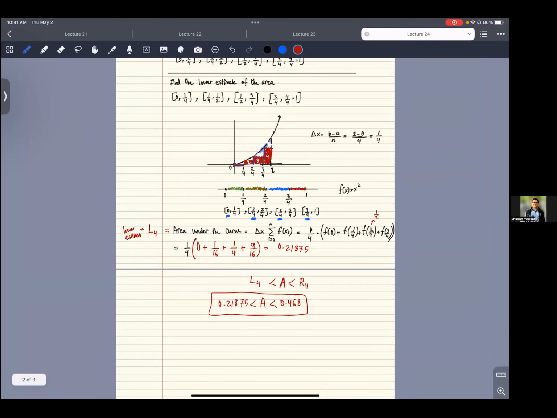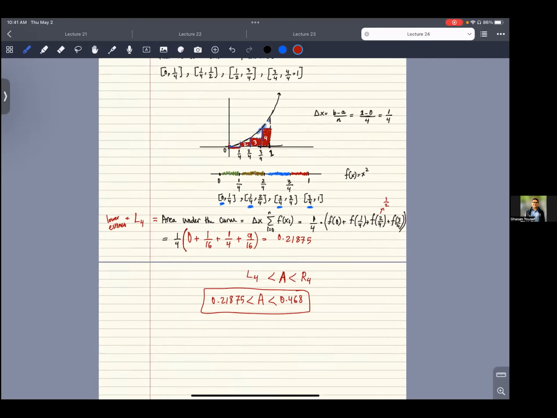So in this question, I use n equals 4. What does n equals 4 mean? It means I use 4 strips or 4 rectangles. What if I use 10 rectangles or 20 rectangles? What's going to happen to the area? It will be closer to the answer, more accurate. The area will be more accurate the larger n is.